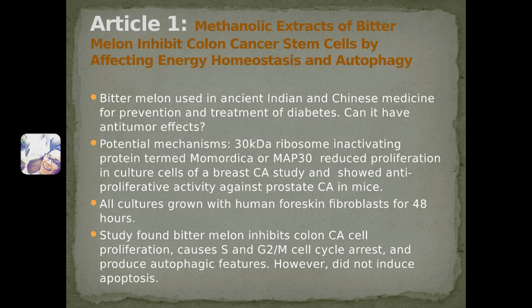30-kDa ribosome inactivating protein termed Momordica or MAP30. It's found in bitter melon, and it has reduced proliferation in cultured cells of breast cancer studies and showed anti-proliferative activity against prostate cancer in mice.